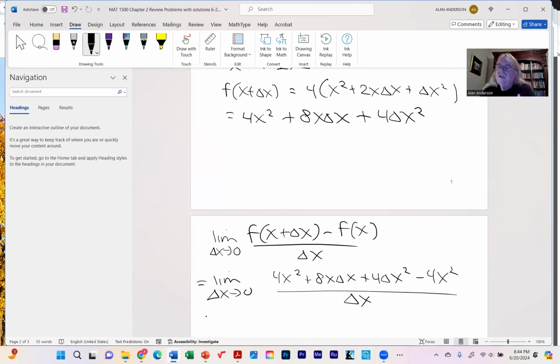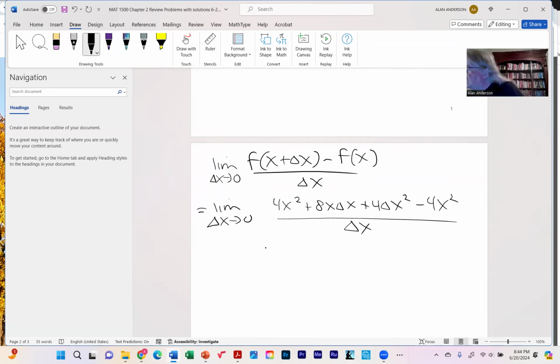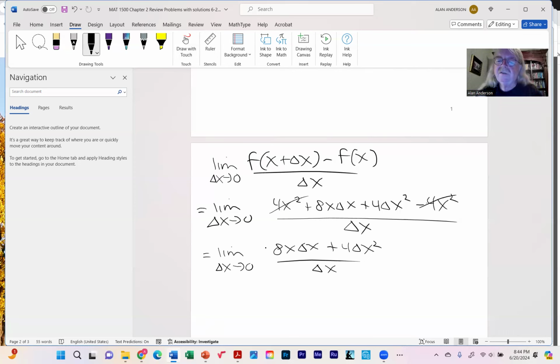Now, right about here, what's going to typically happen is there's often cancellation involved where we can drop out some of these terms. And here you can see that that's exactly what happened. So we're left with 8x delta x plus 4 delta x squared all over delta x. Now here, we can simply divide the delta x out of each term because each of the terms in the numerator has that common factor of delta x. So this reduces to 8x plus 4 delta x.